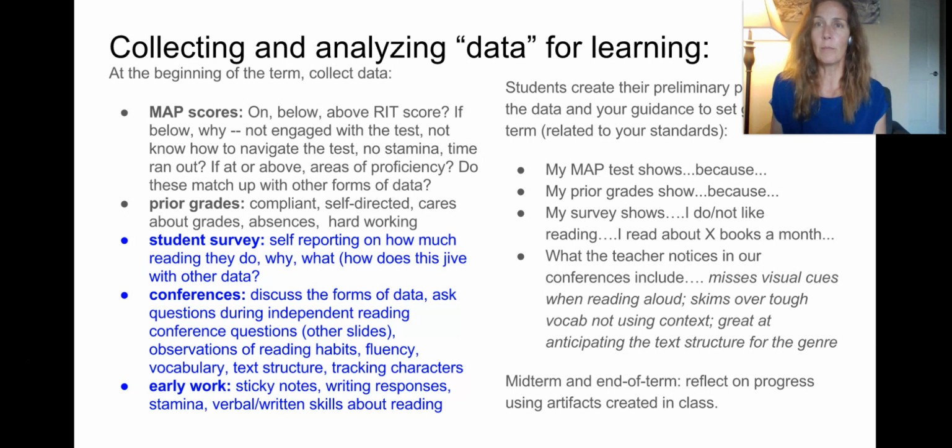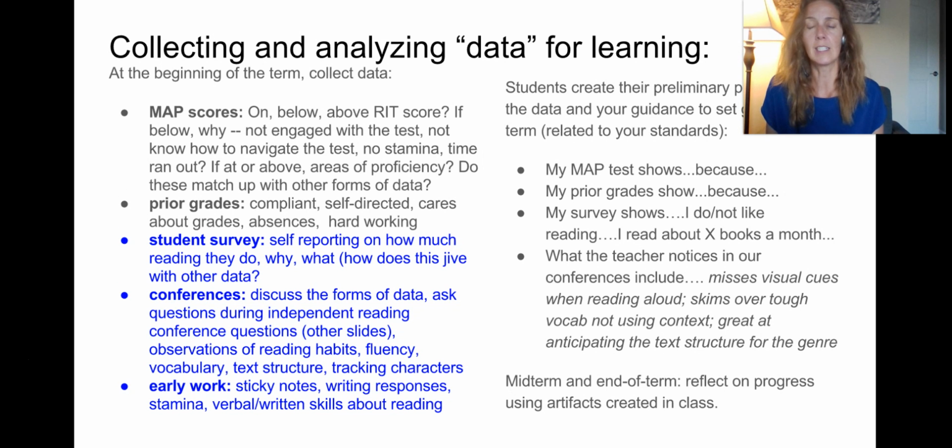So whatever MAP score you have at the beginning, use that. It's just one piece of the puzzle. Some people are really good at that, some are not, so it's worth being just one part of it. And if the score is below, you need to do some investigation about why. Is it stamina for test taking, time running out, being hungry, being absent, being rushed, not engaged with the test, not caring about the test? You need some qualitative reasoning to go with the quantitative data.